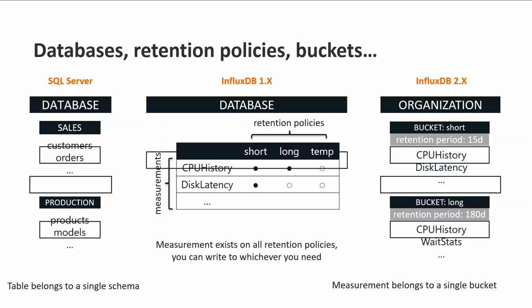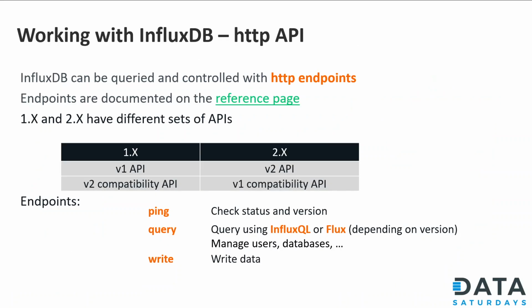Things have changed quite a bit and become very confusing in InfluxDB 2. Now databases are called organizations, because why not? And the retention policies are now called buckets, because again, why not? But yeah, it's just different names to make things more confusing.